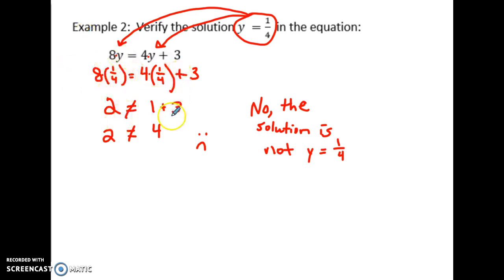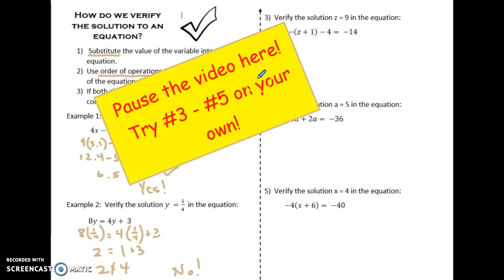Substitute, do your order of operations, and see if both sides are balanced. This is definitely not balanced, and that's why the solution, they gave us the wrong answer. And that's okay, because right now we're just practicing identifying when it's right or wrong. So the other half of your note sheet has 3 more examples to it.